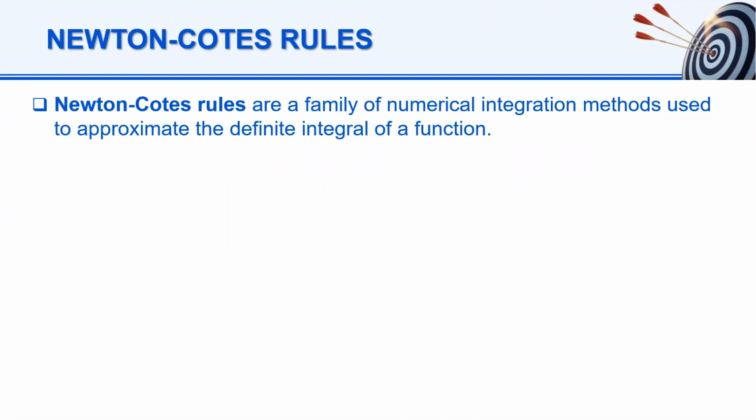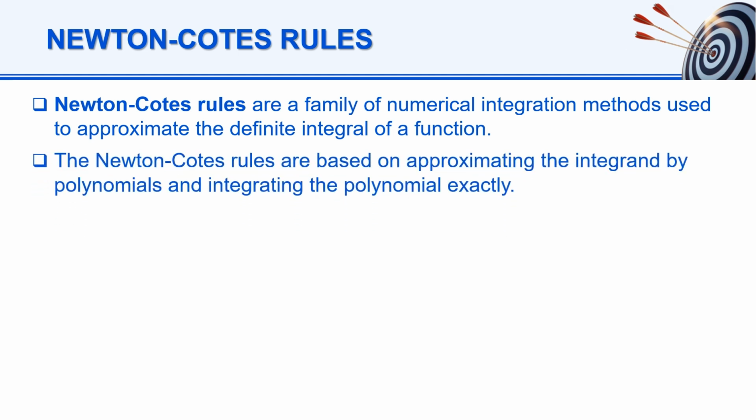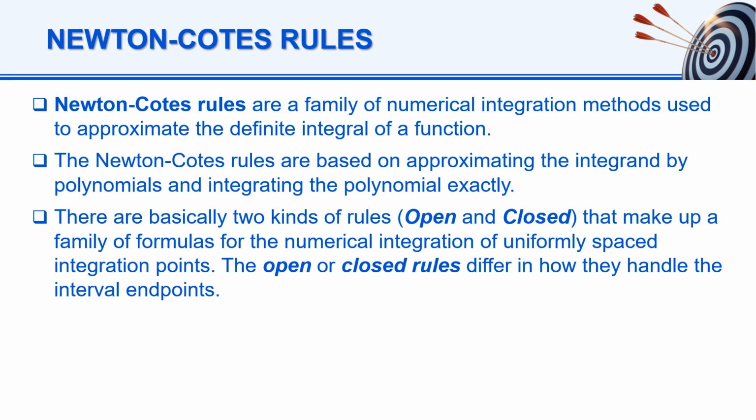Newton-Cotes rules are a family of numerical integration methods used to approximate the definite integral of a function. The Newton-Cotes rules are based on approximating the integrand by polynomials and integrating the polynomial exactly. There are basically two kinds of rules, open and closed, that make up a family of formulas for the numerical integration of uniformly spaced integration points.